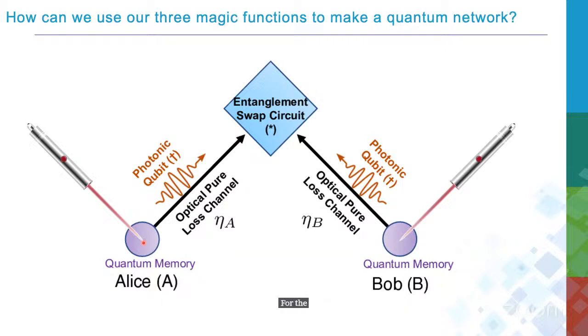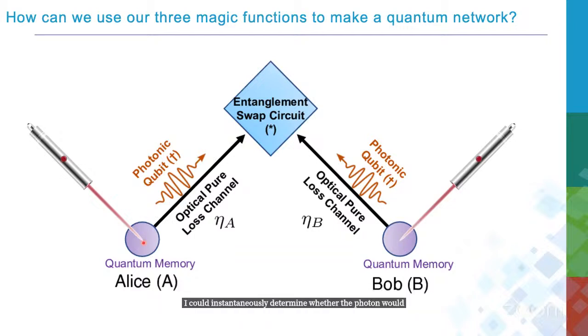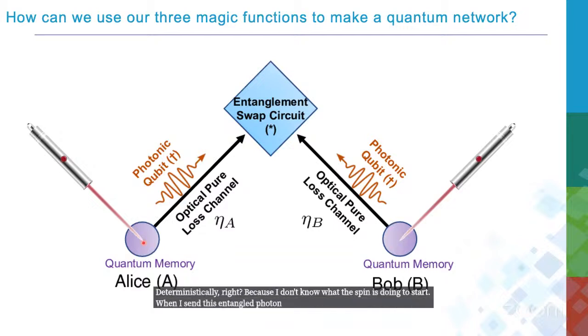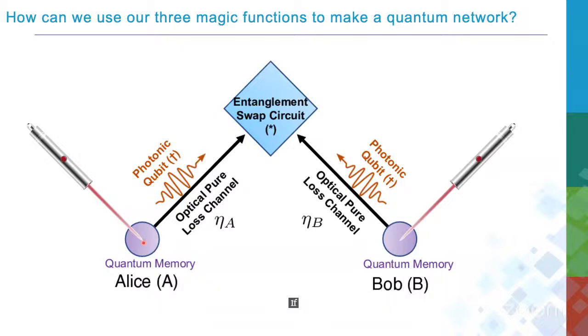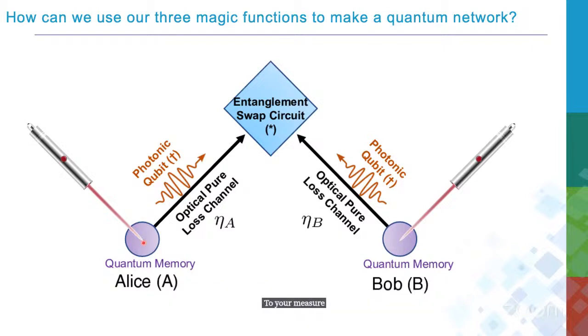I could also do it the other way. If I had an independent way of measuring the spin, I could instantaneously determine whether the photon would arrive early or late. Now, I can't use that to communicate. I can't transmit ones or zeros deterministically, because I don't know what the spin is doing to start. When I send this entangled photon off, I don't know if the spin is up or down. If I make a measurement on the spin, it will either be spinning up or spinning down, and that will determine whether the photon is arriving early or late. But I didn't have any ability to choose whether it would arrive early or late. So that's the whole thing about not being able to communicate faster than light, even though the reaction to your measurement does actually propagate faster than light.